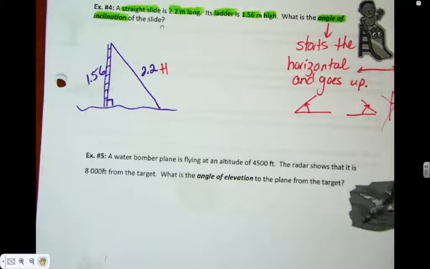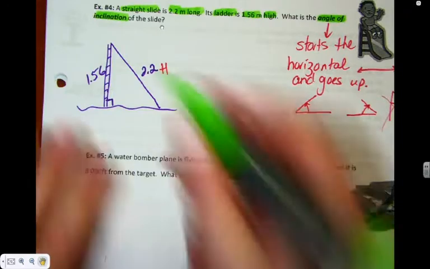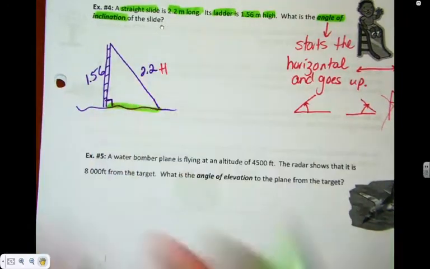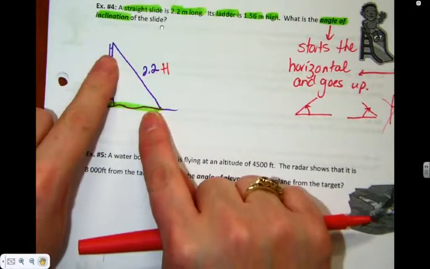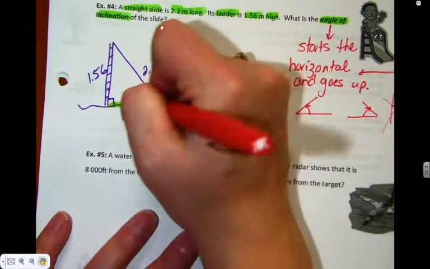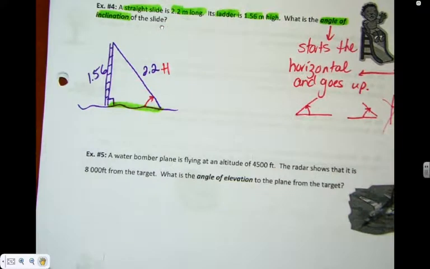So if we look at our diagram here, where is the horizontal line? Is it the ladder, the slide, or the ground? So I'm going to just highlight that as our horizontal part. So is it the angle at the bottom or the angle at the top? Has to be the bottom because it starts at the horizontal. If they wanted the angle at the top, they would have said, what's the angle between the slide and the ladder? Okay, so inclination always starts with the horizontal.